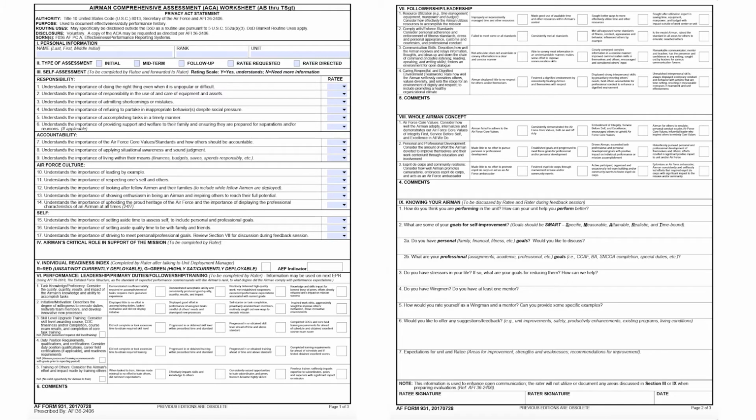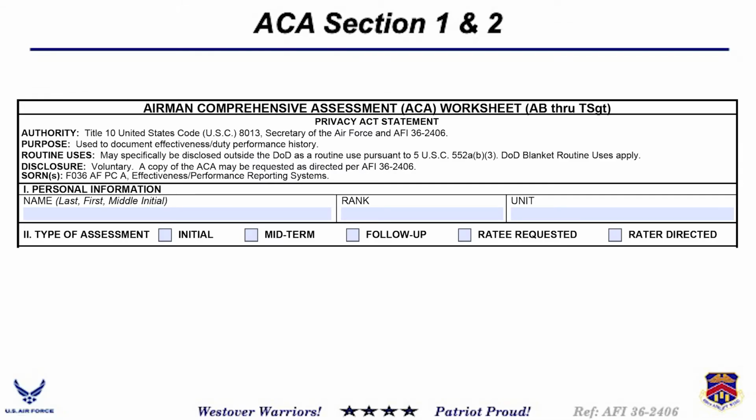So here we have an Air Force Form 931. We're going to go over how to actually fill out the form. So sections 1 and 2 is fairly simple. The rater is going to fill in the individual that they're rating, their last, first, and middle initial, rank, unit, and what type of assessment. So whether it be initial, midterm, follow-up, ratee requested, or rater directed.